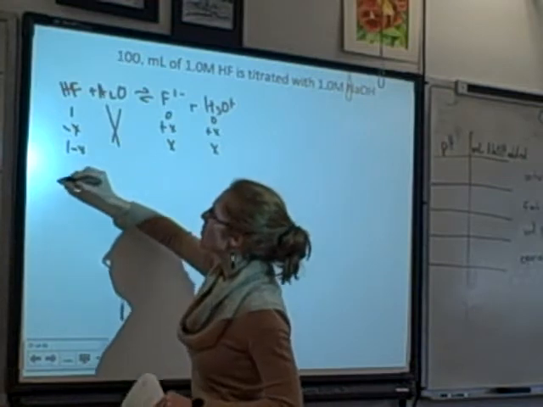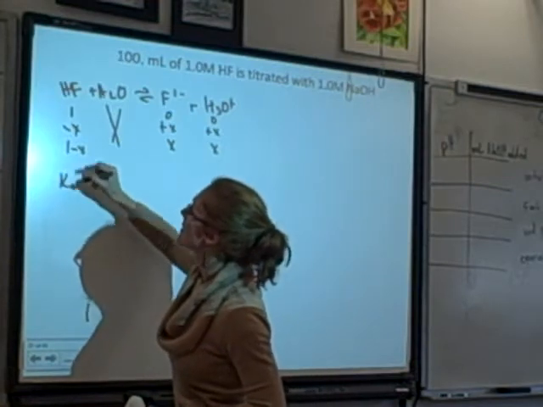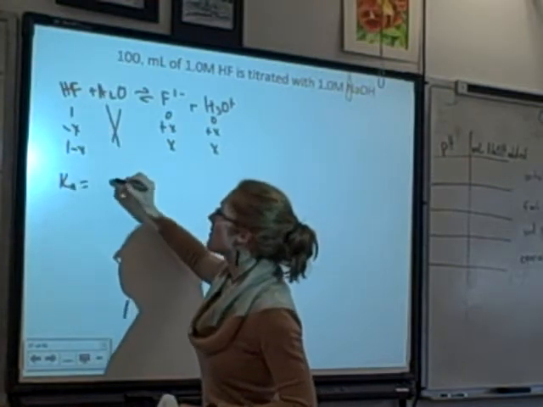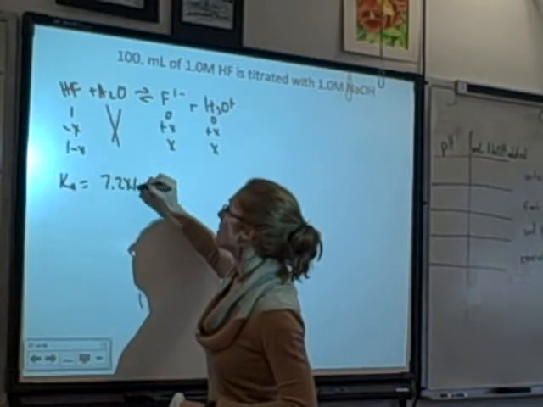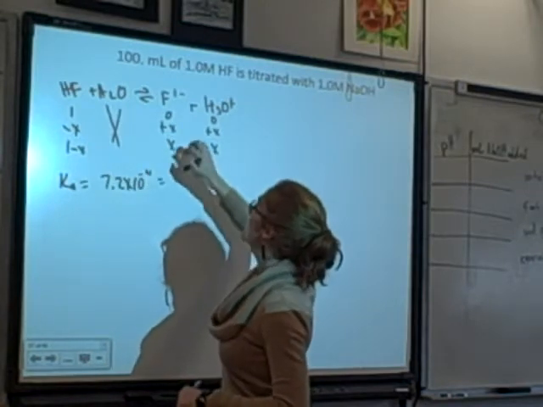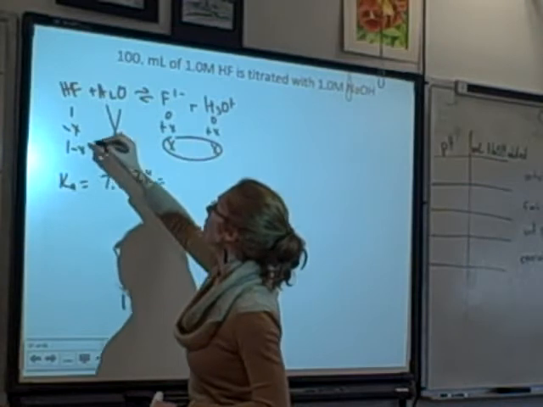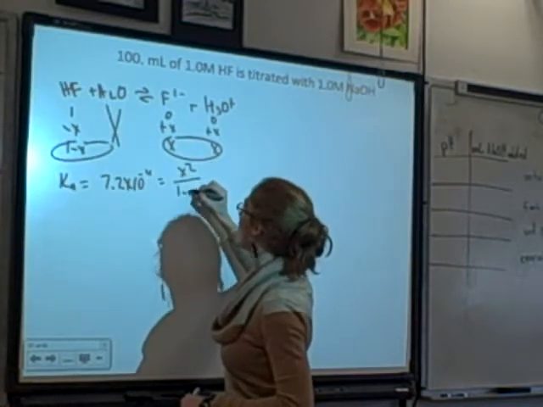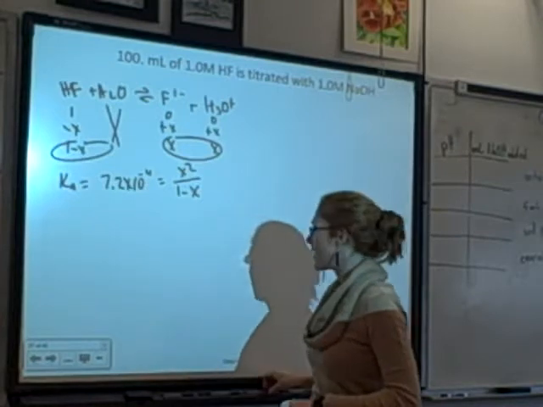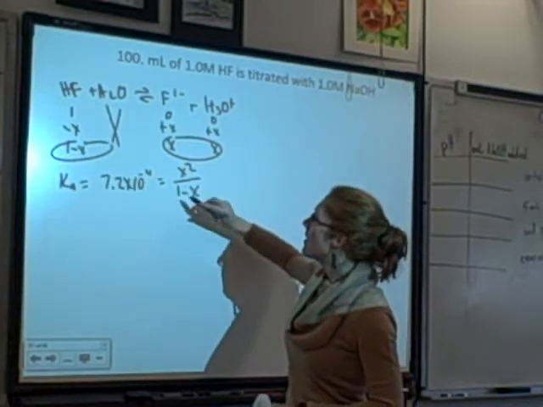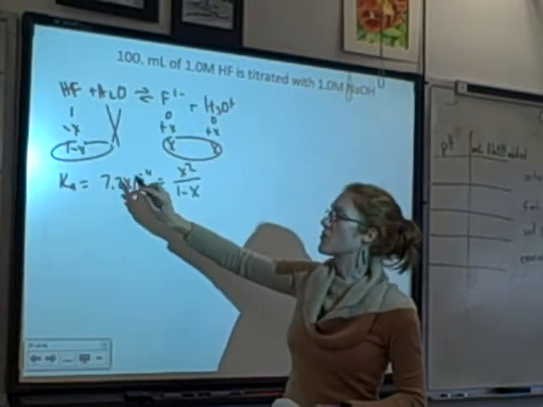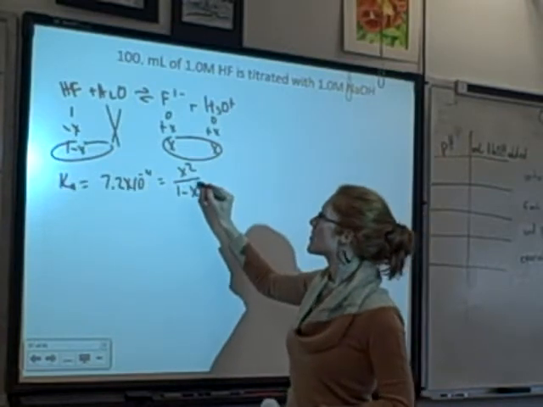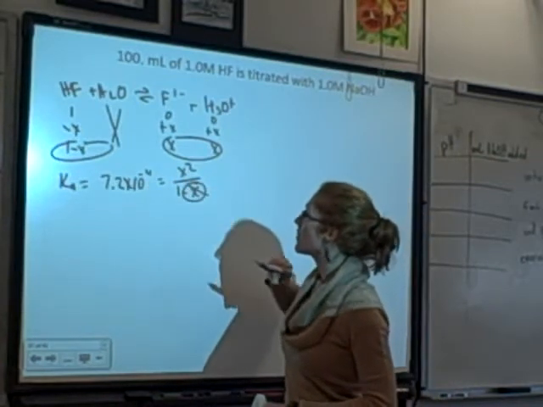So we have our ICE table and we know that Ka, since this is an acid, would be given to us: 7.2 times 10 to the negative 4th. It's going to be equal to our products over our reactants, so x squared over 1 minus x. So this is the part I like the most. Since this is at least 100 times larger than the Ka, this x will be so small that 1 minus x is pretty much 1.